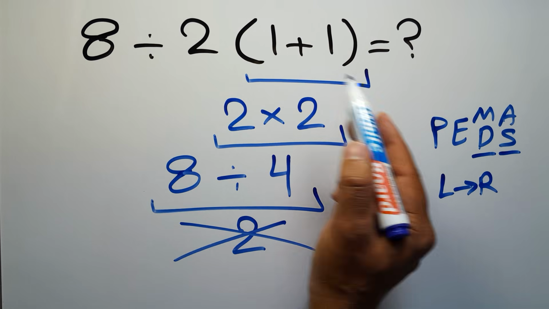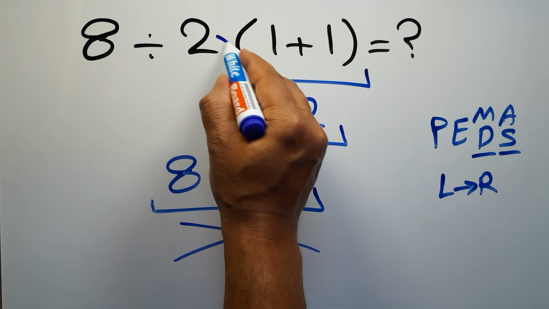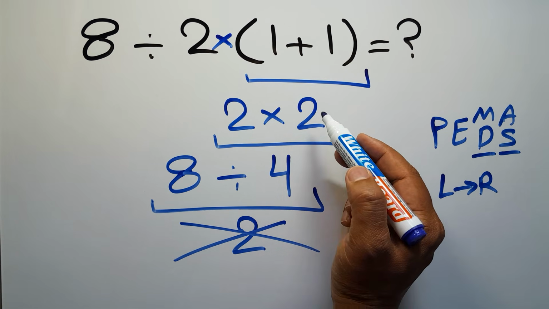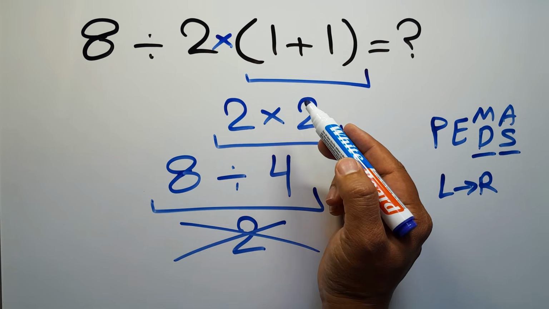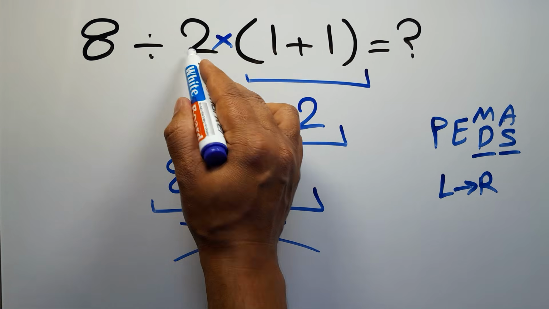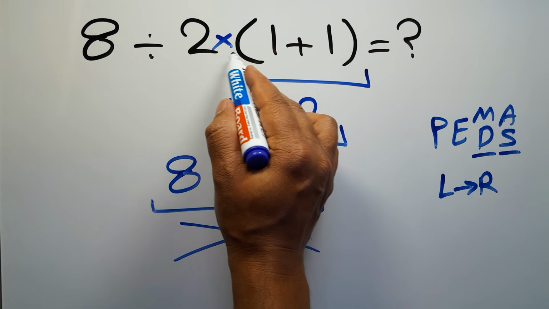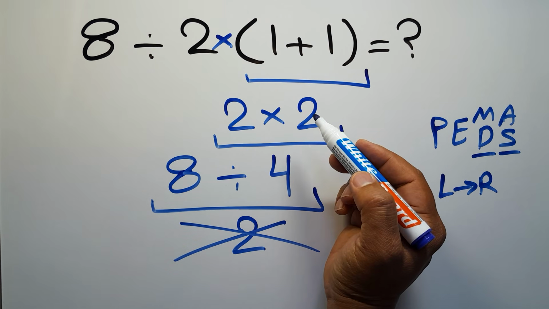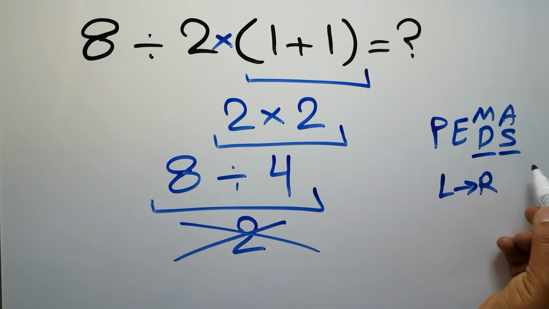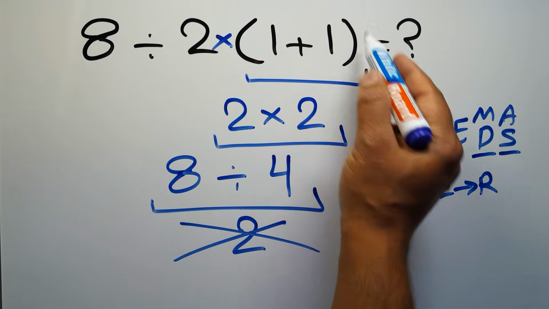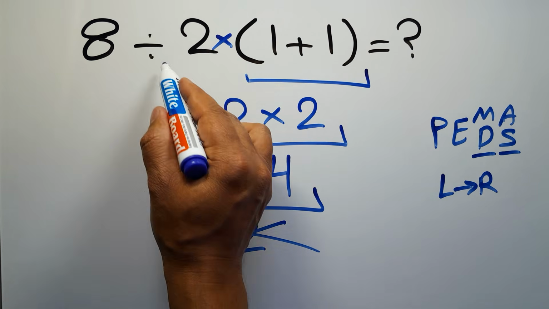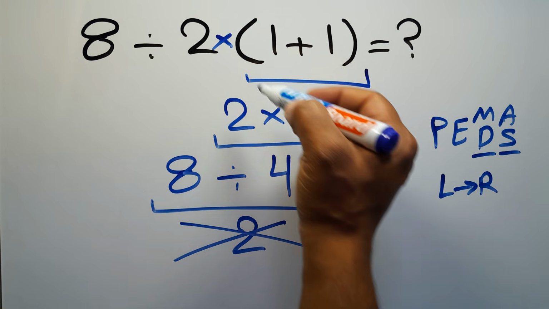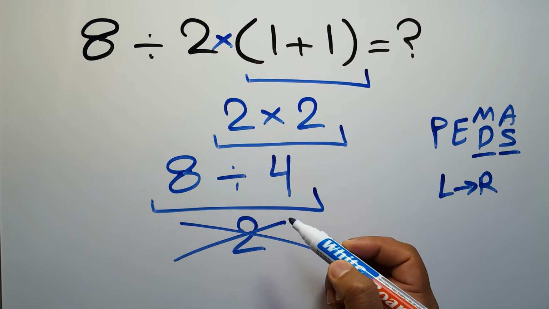In this expression, we have one division, one multiplication, and one parenthesis. Inside this parenthesis, we have one addition. Here we have a multiplication because in mathematics, when a number is placed next to parentheses, it means multiplication. And we usually don't write the multiplication sign for brevity. Okay, so according to PEMDAS, first we have to do this parentheses, then this division, and finally this multiplication. If we do this multiplication before this division, it is wrong.